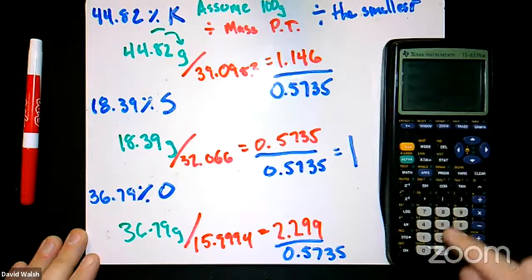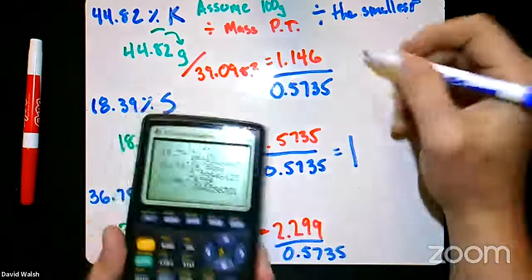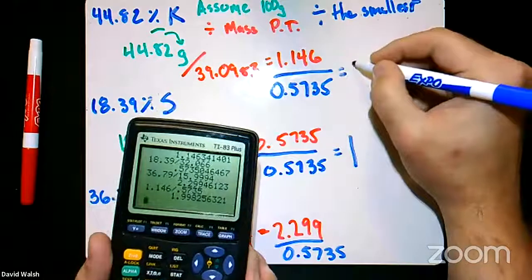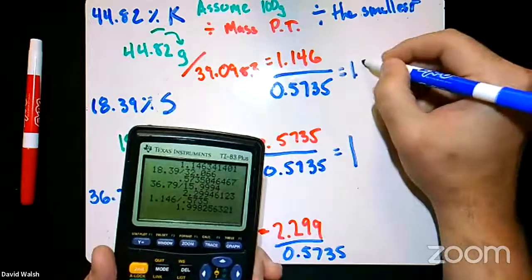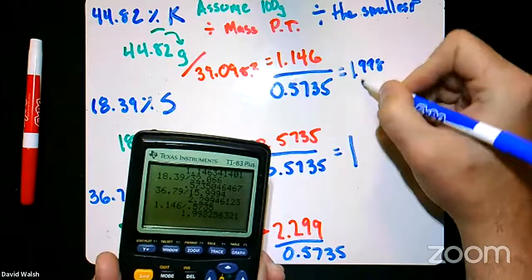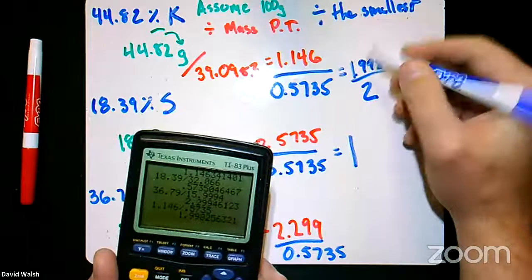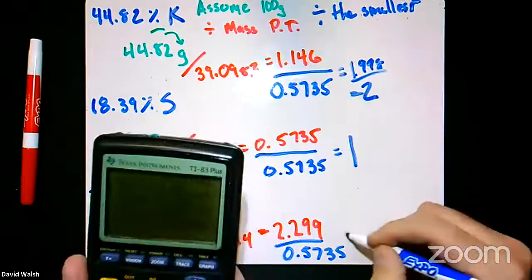1.146 divided by 0.5735. We get a value equal to 1.998. This, I will tell you, is close enough at this point to be considered 2. Okay, so we'll make that 2.